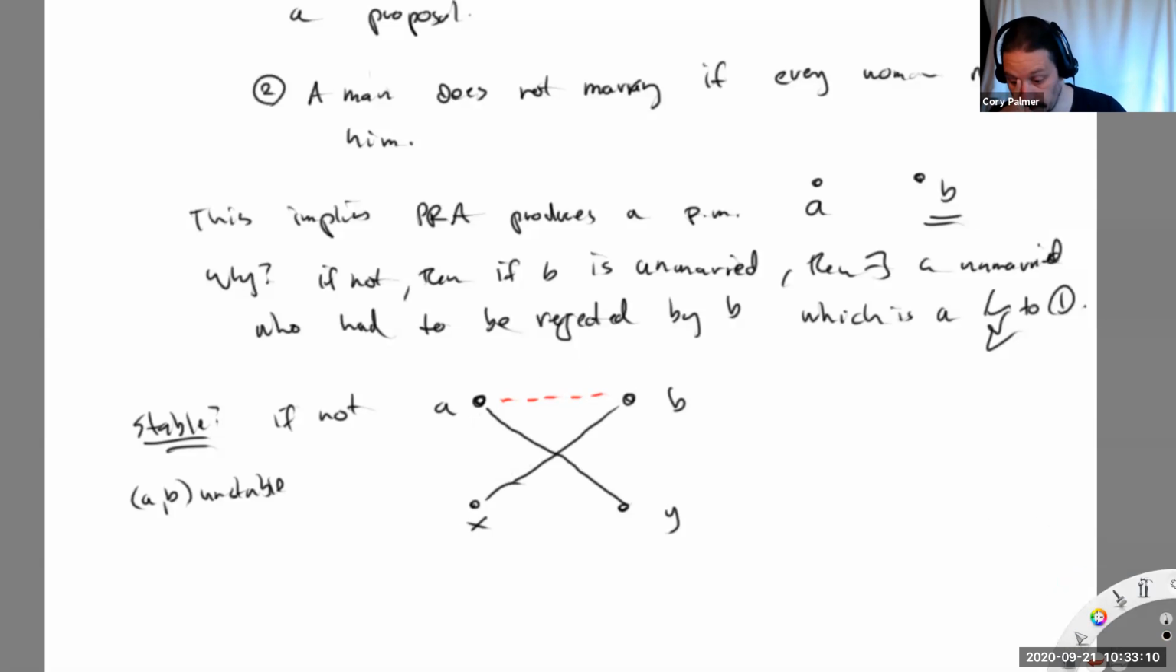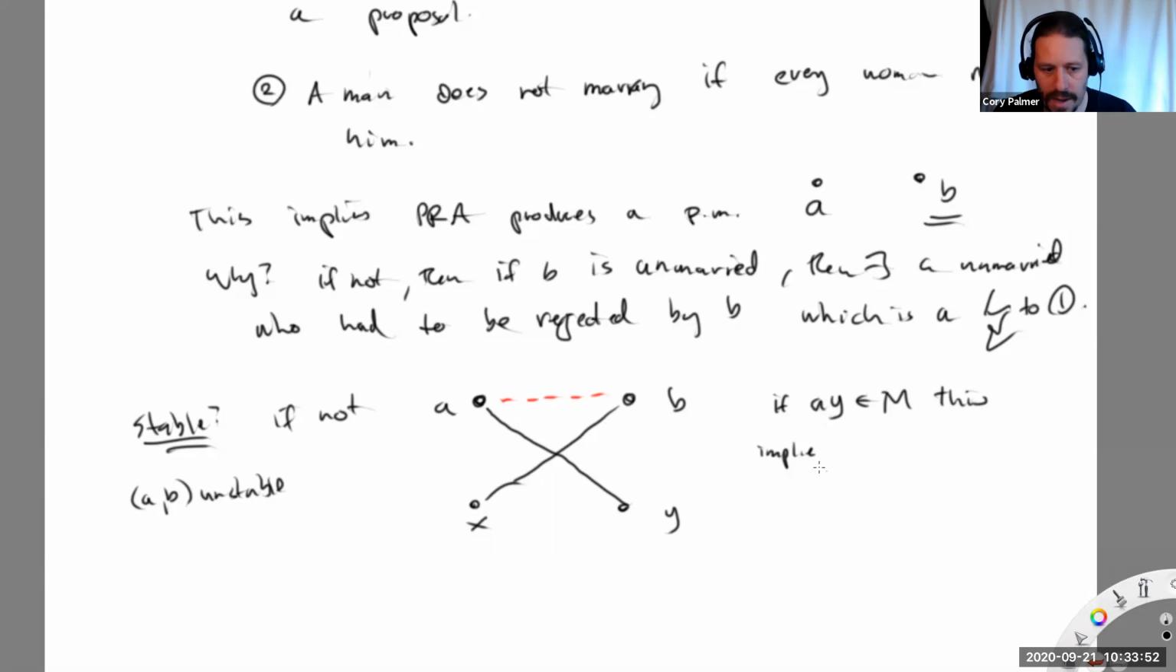All right, so if not, we have the following situation here. A married Y and B married X. So what this means is, wait, no, sorry. B and Y are not married, it's two women in this model here. A marries Y, sorry.